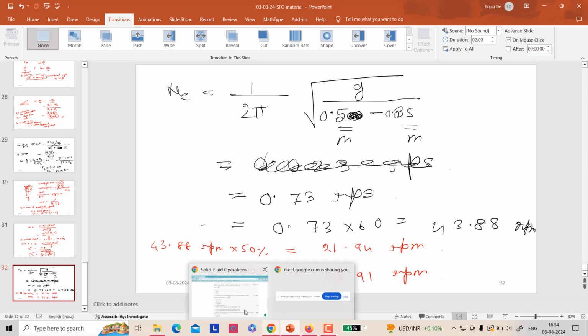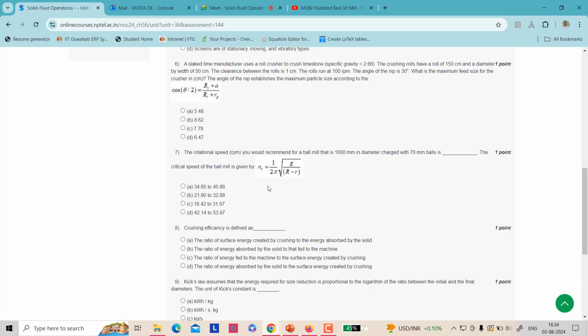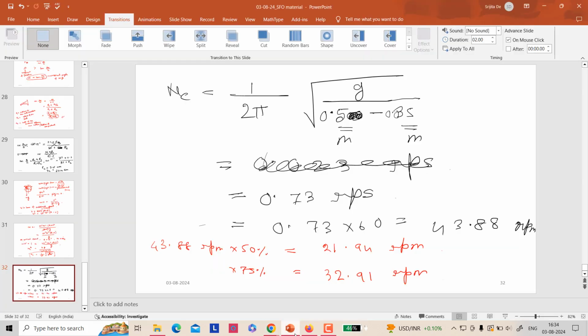In what range is the ball mill functioning? So the answer will be this, B, 21 to 32. And how it is calculated, you remember, right? The whole process is for the critical speed calculation, but the actual speed of the ball mill is 50 to 75%. So we have to do this calculation, otherwise we will not get the right answer. This is the little thing you have to remember.